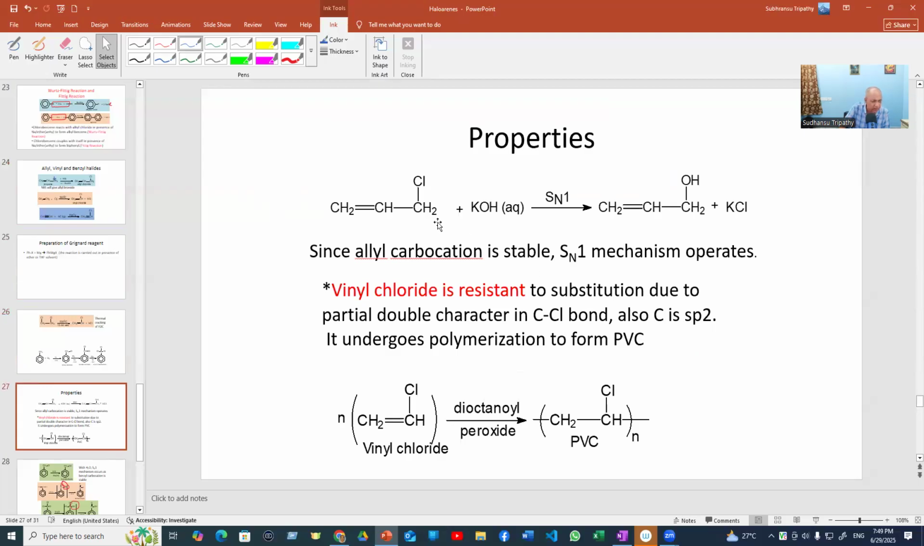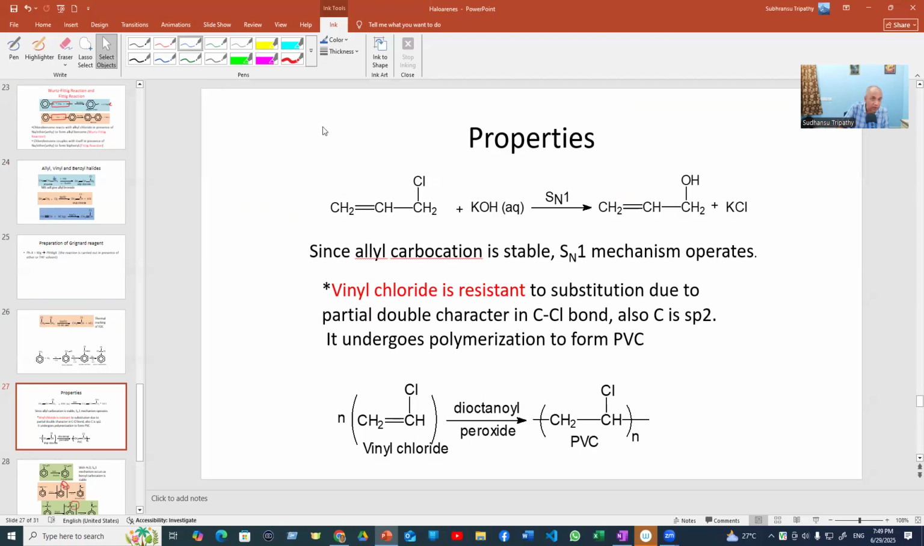Allyl chloride is very prone to SN1 reaction because the allyl carbocation is stable. It will favor SN1 and sometimes SN1 dash. Supposing here is one methyl group, then this carbocation will be rearranged to give this carbocation, which is a secondary allyl carbocation, more stable than the primary allyl carbocation.